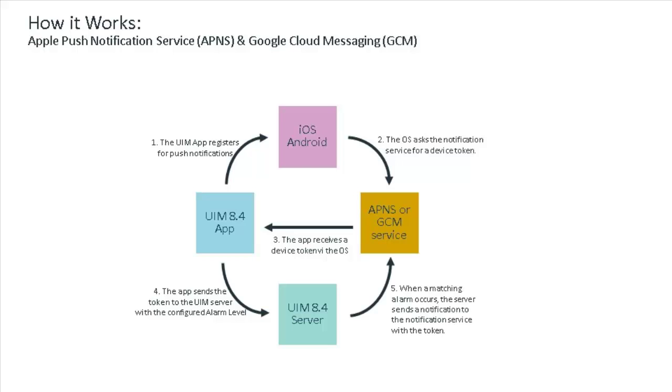When a notification is pending, as it's watching the alarms flow through, it notices one that is relevant to one of these registered users. It sends a notification to either Apple's or Google's service, which then sends it directly to the phone. So that's the general flow in terms of how everything works. The important thing worth noting is that there's some networking going on here that is not involved directly within the UIM server, and I'll talk about that a little in the troubleshooting, about how the firewall needs to be configured in order to allow these to flow.